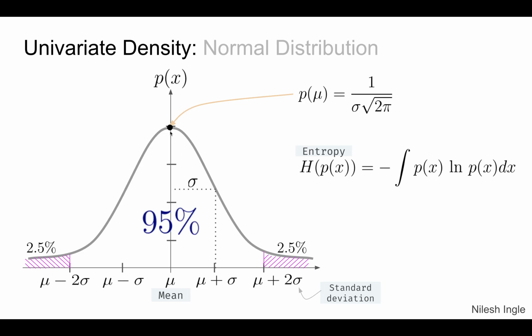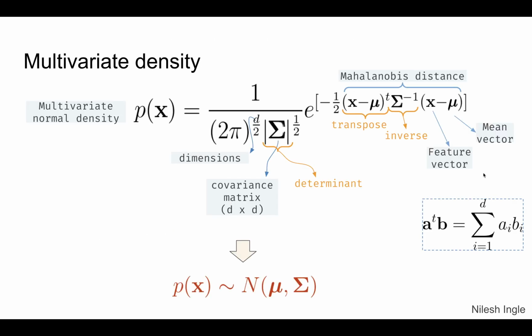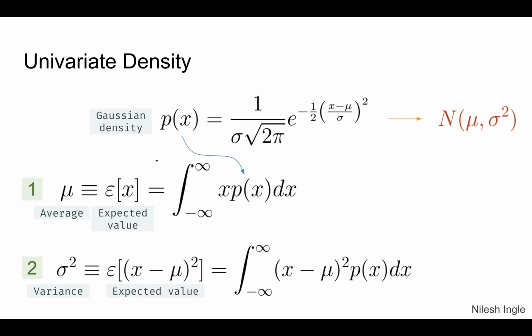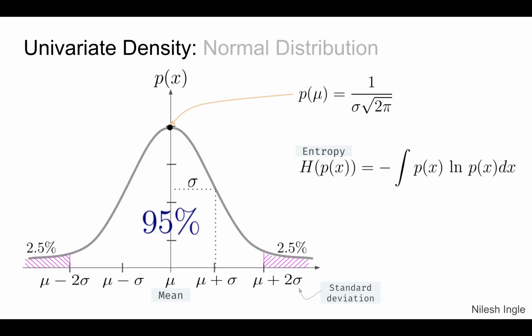Then the point up top that has the highest value for P of x is given by this relation. So P of mu is 1 divided by sigma, the standard deviation, times the square root of 2 pi. And the entropy, or the uncertainty, is again given by this relation: minus the integral of P of x times log of P of x dx. And so this relation, what we have seen here, is for the Gaussian, sigma times the square root of 2 pi.